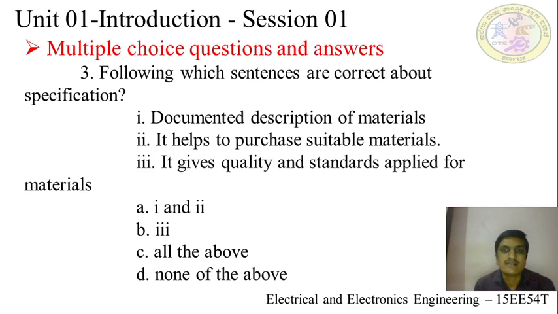Anyone? Anybody can answer? Any guesses? The answer is C, all the above. All these three sentences are correct about the specification. Specification gives the documented description of materials. Specification helps to purchase suitable materials. Specification gives quality and standards applied for materials. These are all correct sentences.